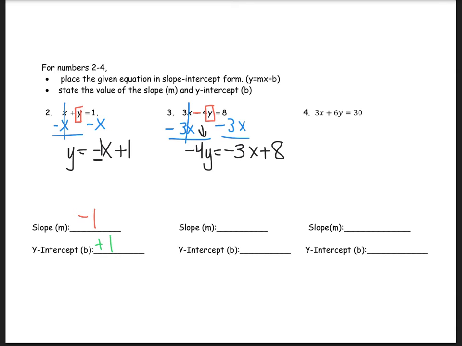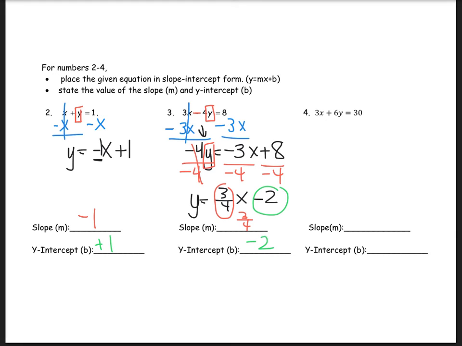right? And now we still want to get that y alone, so we're going to divide by negative 4. So y is equal to positive 3/4 x minus 2. So your slope is 3/4. Your y-intercept is negative 2.